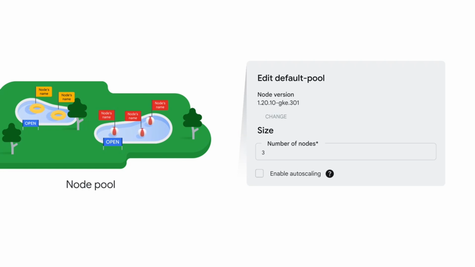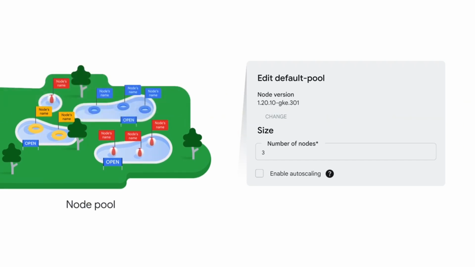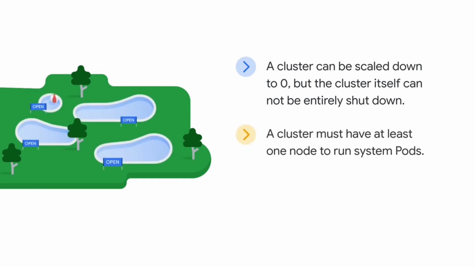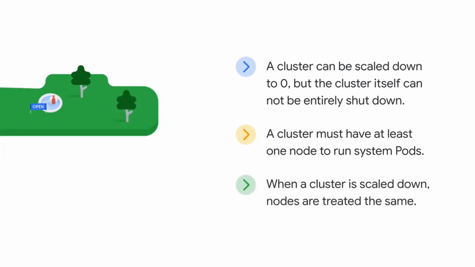When a container cluster is created, the number and type of nodes specified becomes the default node pool. Then additional custom node pools of different sizes and types can be added to the cluster. And while individual node pools within a cluster can be scaled down to 0, the cluster itself cannot entirely be shut down. This is because a cluster must have at least one node to run system pods. When a cluster is scaled down, nodes are treated the same regardless of whether or not they are running pods.